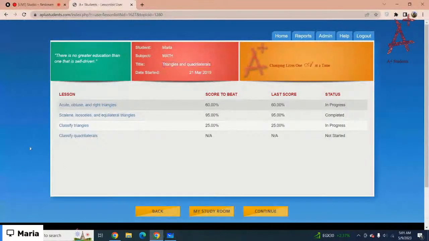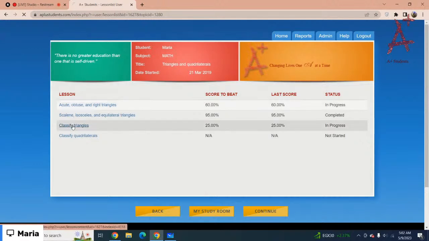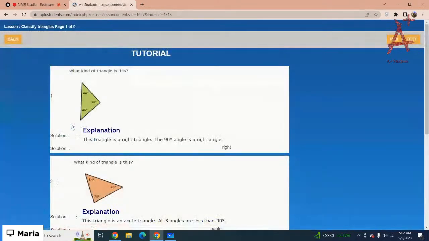Okay, here I am on grade 4 maths. The chapter we're working on is triangles and quadrilaterals. So let's just start with the lesson classify triangles. Okay, what kind of triangle is this? You are given a triangle. One of the angles is 90 degrees and the rest of the two angles are less than 90 degrees. So whenever a triangle has an angle that measures exactly 90 degrees, that triangle is called the right angle triangle. Got it? So the first one is the right angle triangle.